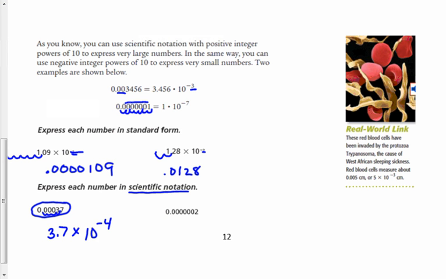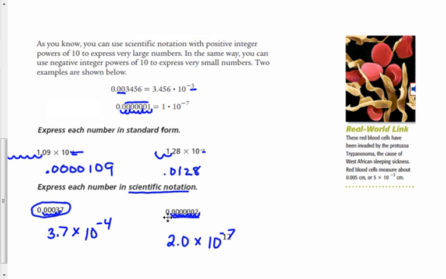So if we want a number between 1 and 10 for this one, we're going to use 2.0, or you could just put 2, because 2 is between 1 and 10. And then we need a power of 10 that's going to move the decimal 1, 2, 3, 4, 5, 6, 7 places. And so we're going to use -7.